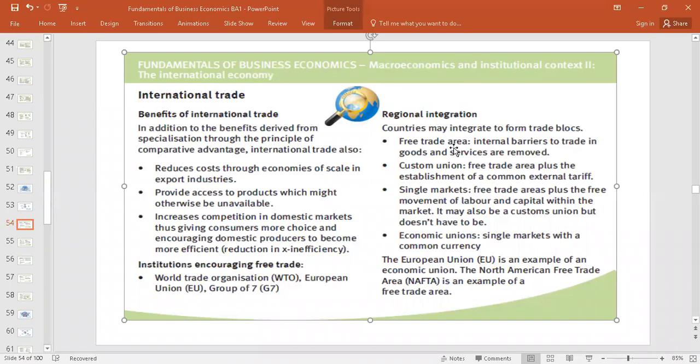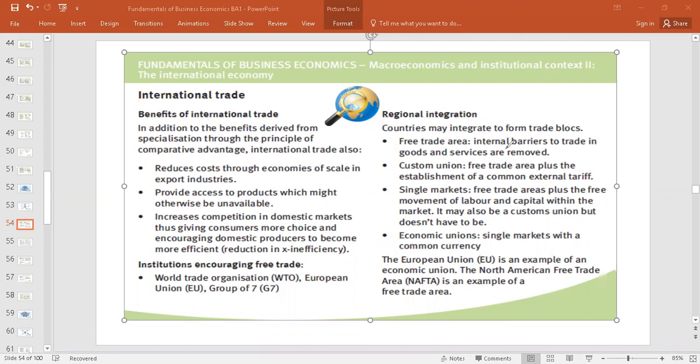What's a free trade area? Free trade area, it says internal barriers to trade in goods and services are removed. Internal barriers, whatever they are, maybe like registration, licensing, etc. So those things are removed so that every entrepreneur who wants to enter into the market is free to do so. So internal barriers to trade in goods and services are removed.